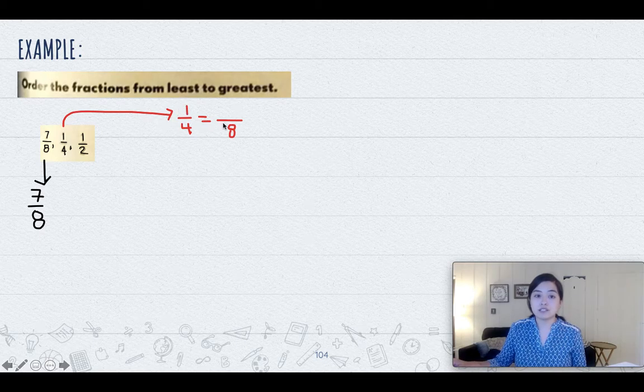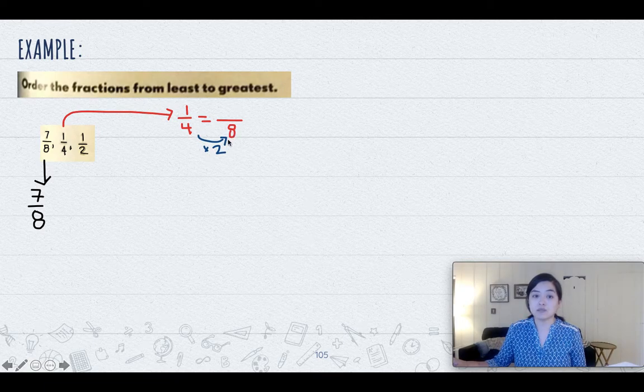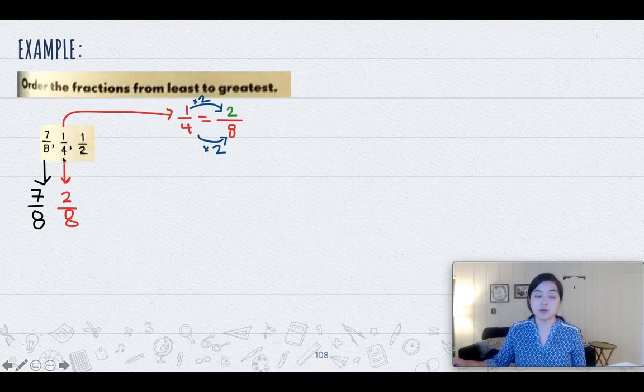So 1/4 is equivalent to a new fraction where my denominator is an 8. So 4 to 8, I had to multiply by 2 to get 8. 4 times 2 is 8. Whatever I do to the denominator, I have to do to the numerator. 1 times 2 is 2. So here's my equivalent fraction of 1/4, which is 2/8. And it has my denominator of 8 that I wanted. Perfect. So I'm going to put that here. So my equivalent fraction for 1/4 is 2/8. Now, let's work with our third fraction here, 1/2.